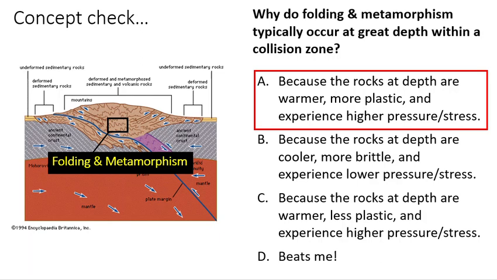Because again, at the surface, the rocks in a collision zone are relatively cold and brittle, and so they break along faults, whereas at depth, the rocks are warmer and under higher pressures, and those are the conditions required for both folding and metamorphism.